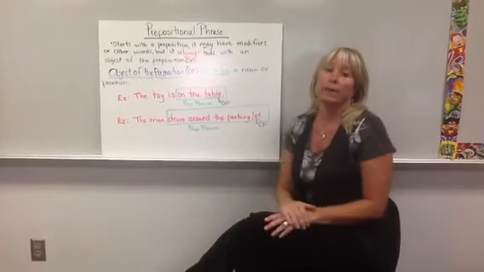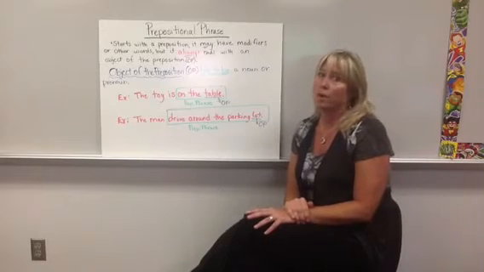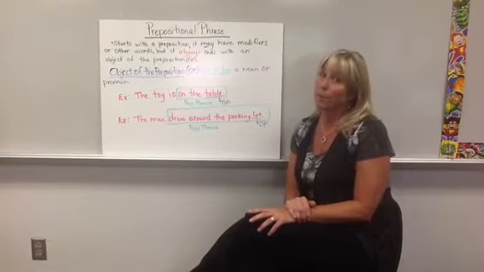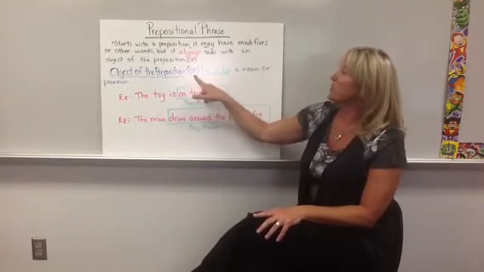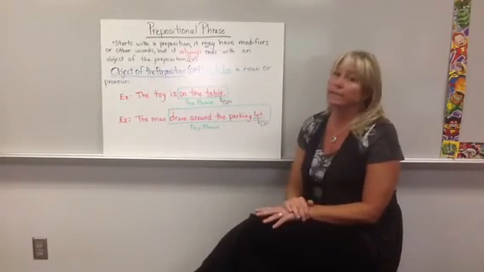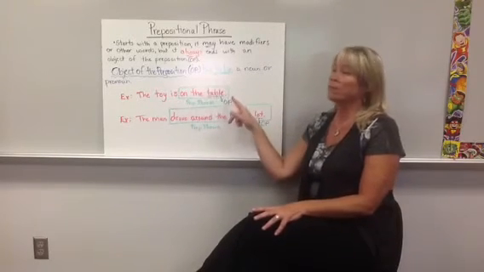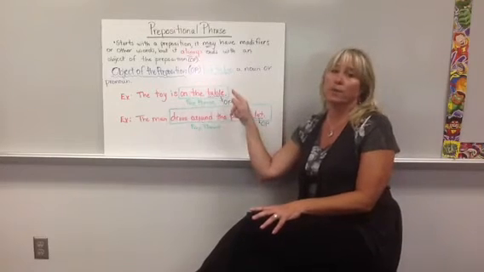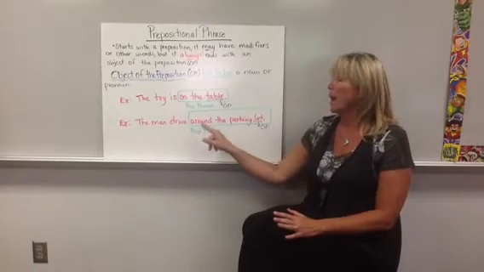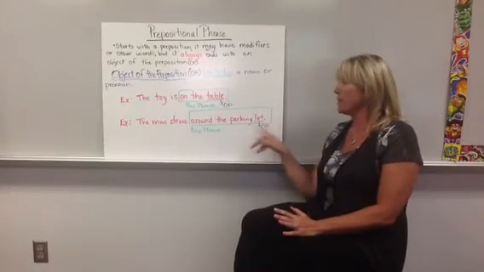The next phrase we're going to talk about today will be prepositional phrases. It starts with a preposition. It may have modifiers or other words, but it always ends with the object of the preposition. The object of the preposition, the OP, has to be a noun or a pronoun, okay? So we have examples. "The toy is on the table." Your preposition is "on" and the object of your preposition is "table." The entire thing is your prepositional phrase. Example, "The man drove around the parking lot." "Around" is your preposition. "Lot" is the object of your preposition, and together it makes the prepositional phrase.